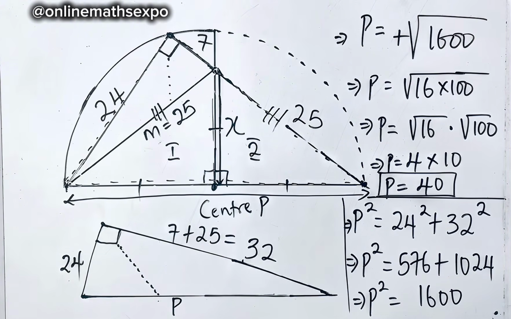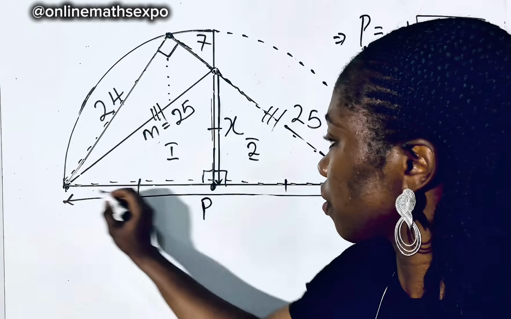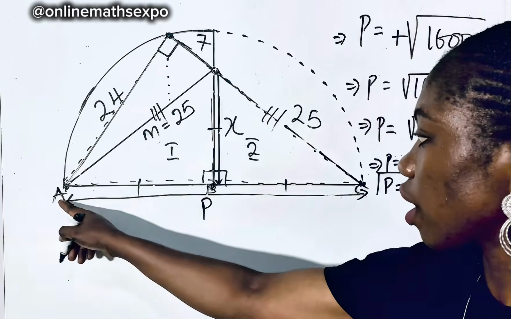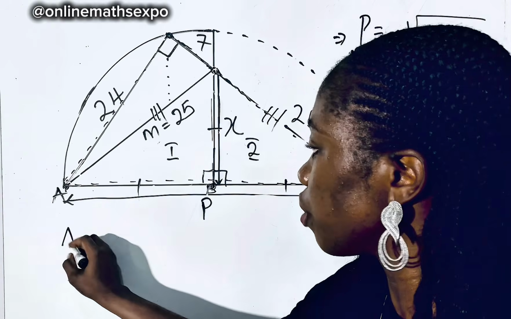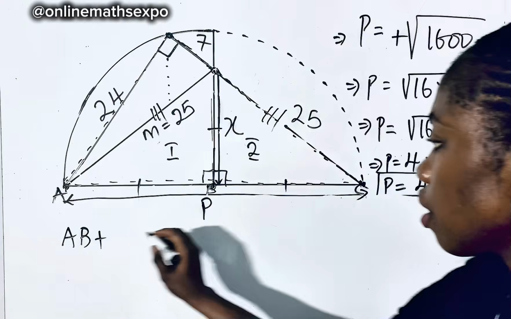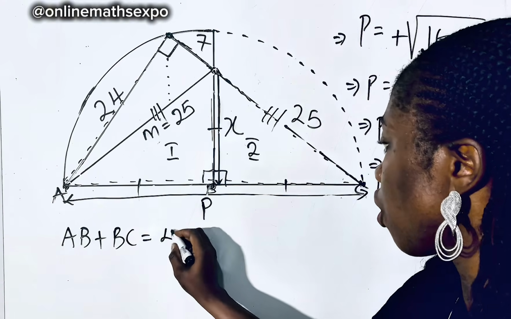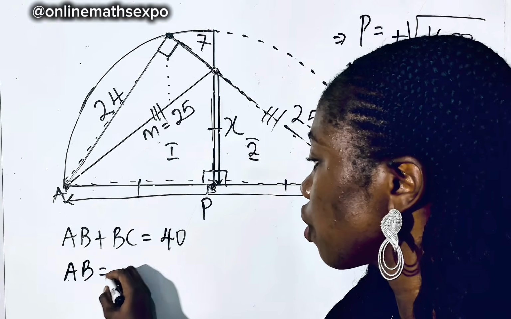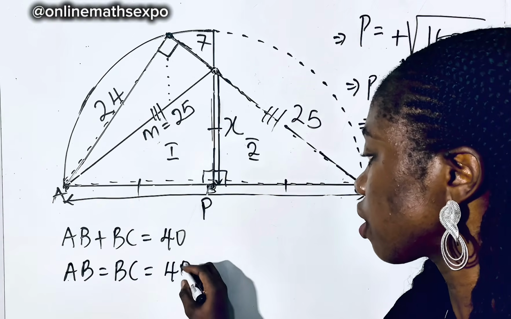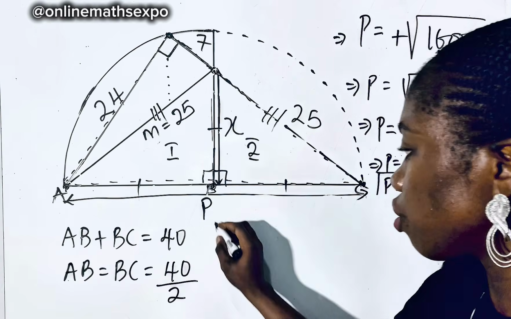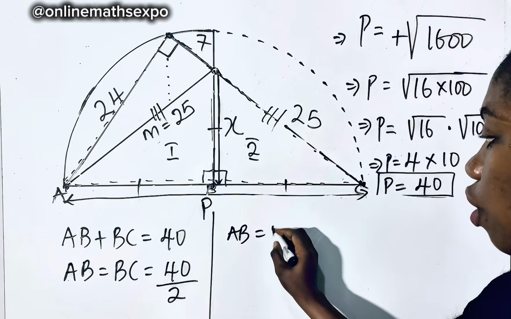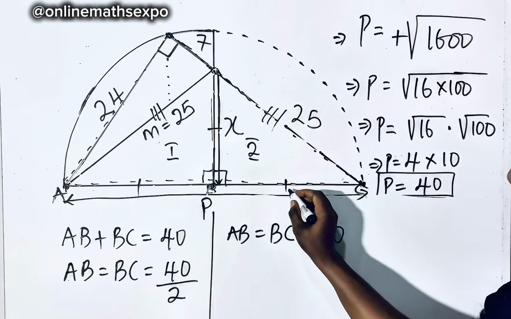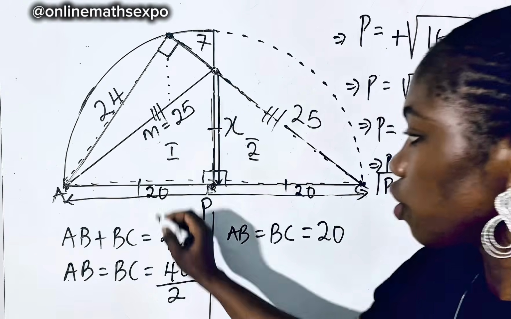So it means that to get the value of each of these lengths, we are going to divide them equally. So let's do it together. To get this length from here to here, let's say this is length A and this is B, here is C. So to get AB, we are going to have AB plus BC is equal to 40. And we also have it that the two are equal. So we have AB is equal to BC, which will be equal to 40 divided by 2. And when you do that, we have AB is equal to BC, which is equal to 20. So the value of this length is 20 units, and this is also 20 units.